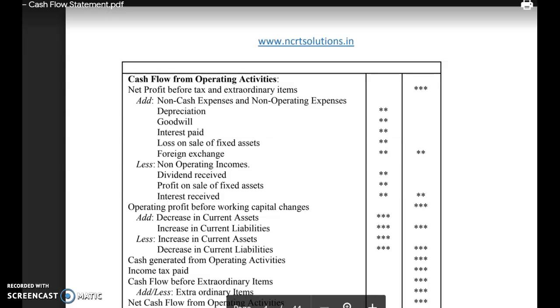I will continue in my next video with the calculation of cash from the second very important activity, that is investing activities, and also cash from the financing activities. Sometimes some additional information is also given, we will share accordingly, and I will also share with you the treatment of the income tax or provision for income tax, proposed dividend, or the provision for dividend in our next video.